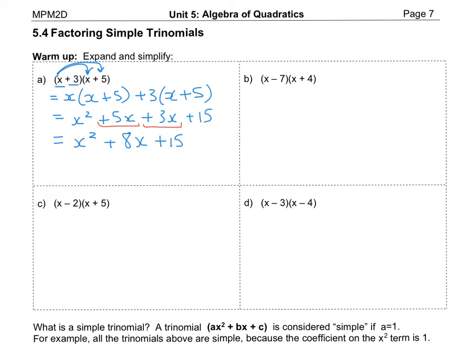This results in what we call a simple trinomial. It has 3 terms, and it's simple because we have a 1 in front of the x squared. That makes that a simple trinomial.